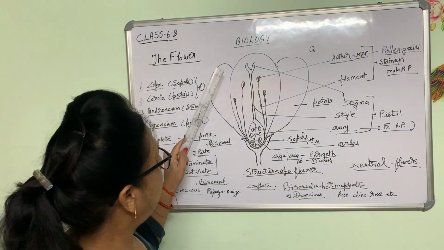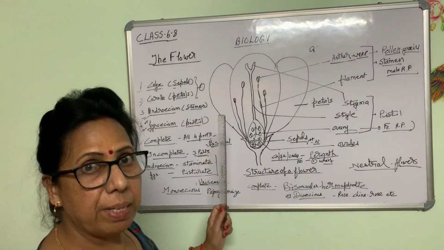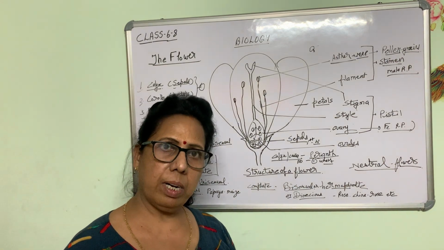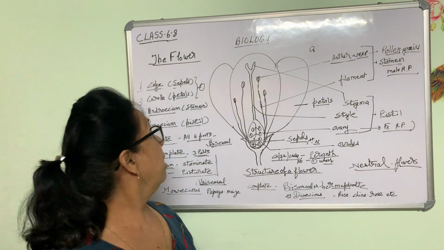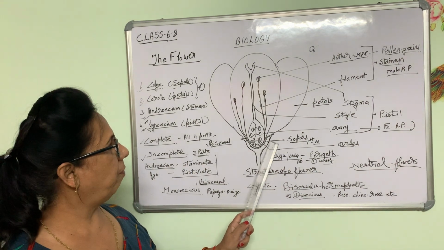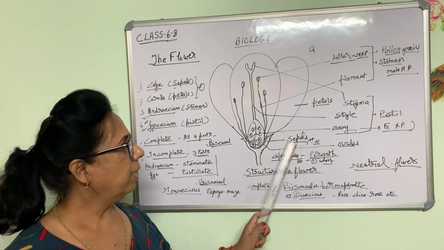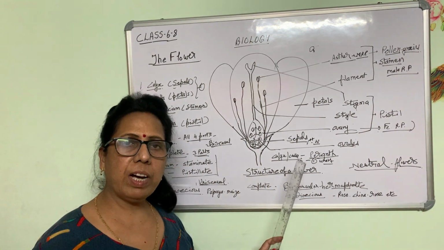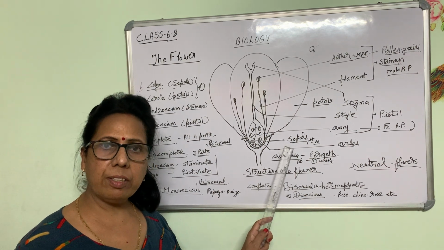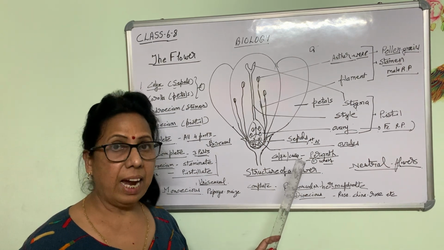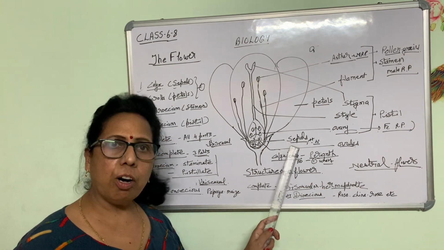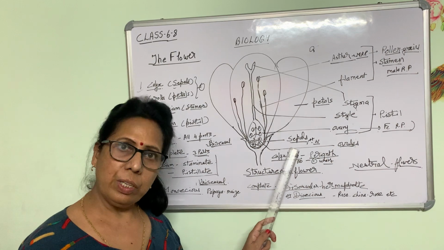When we see the different parts of the flower, basically it is divided into four parts: calyx, corolla, androecium, gynoecium. Calyx is also known as sepals. The outermost whorl of the flower is called the sepal. They are present below the flower. They are green in color. The main function of this is to protect the flower at bud stage, and as it is green in color, it also helps in photosynthesis.